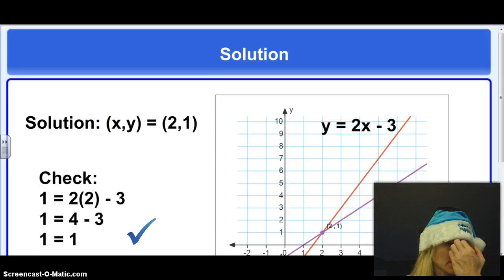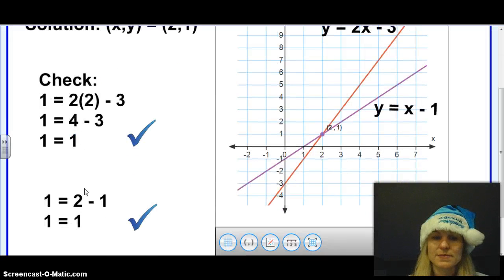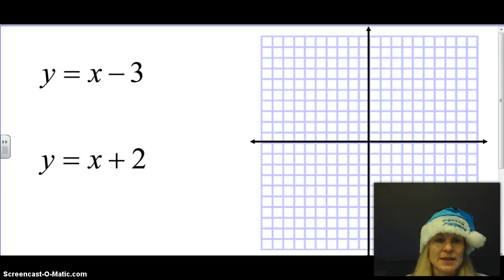So let's look at the next. Here was the solution, so they agreed with us. They plugged it all in, got (2, 1) also. So let's look at the next example.